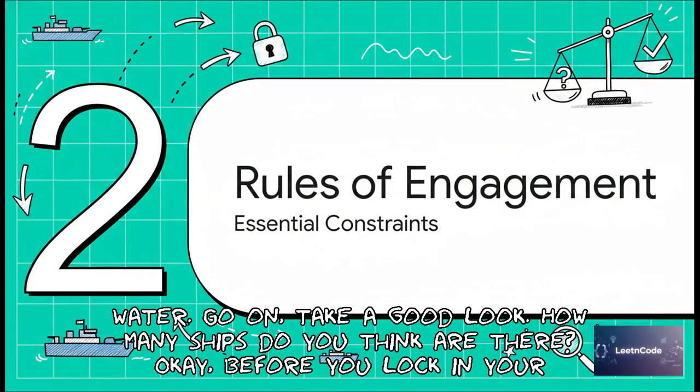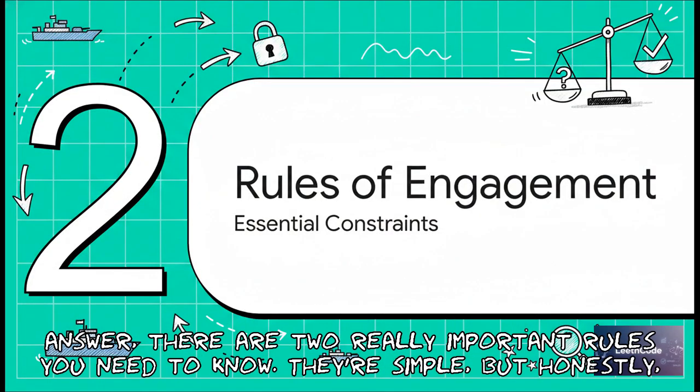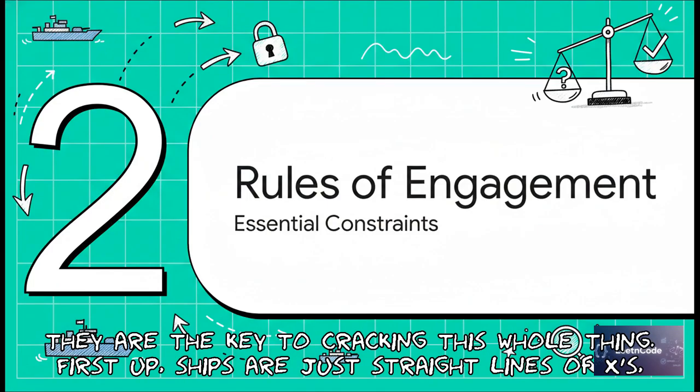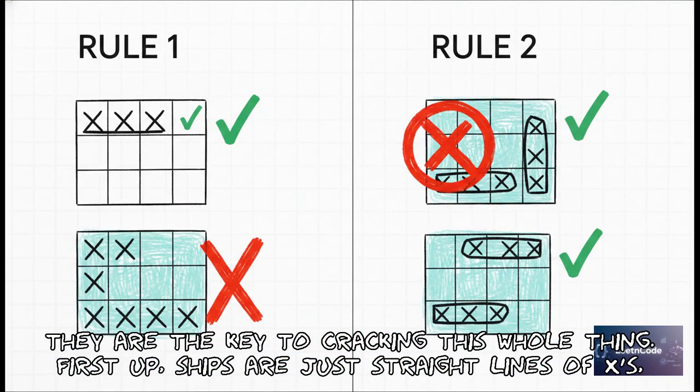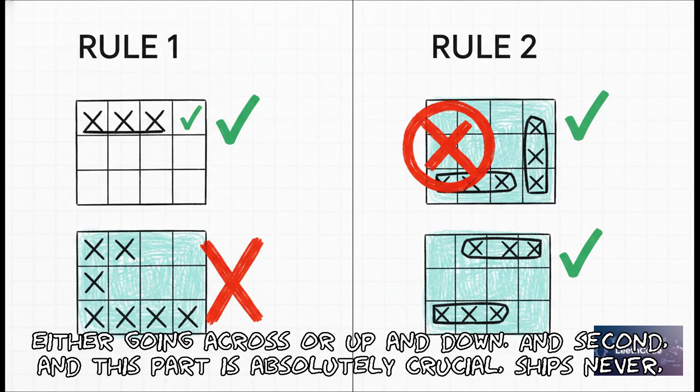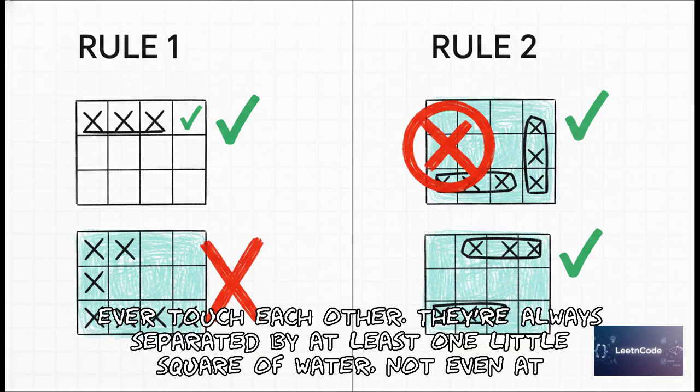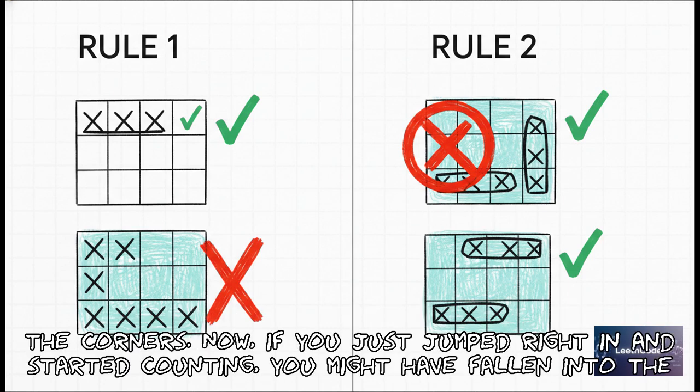Okay, before you lock in your answer, there are two really important rules you need to know. They're simple, but honestly, they are the key to cracking this whole thing. First up, ships are just straight lines of X's, either going across or up and down. And second, and this part is absolutely crucial, ships never, ever touch each other. They're always separated by at least one little square of water, not even at the corners.